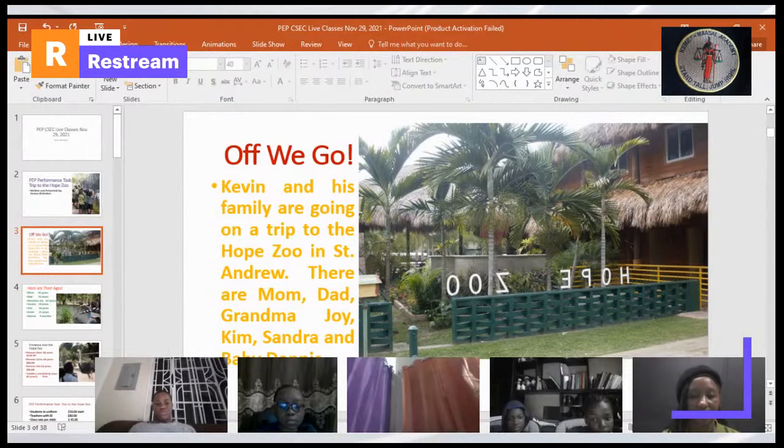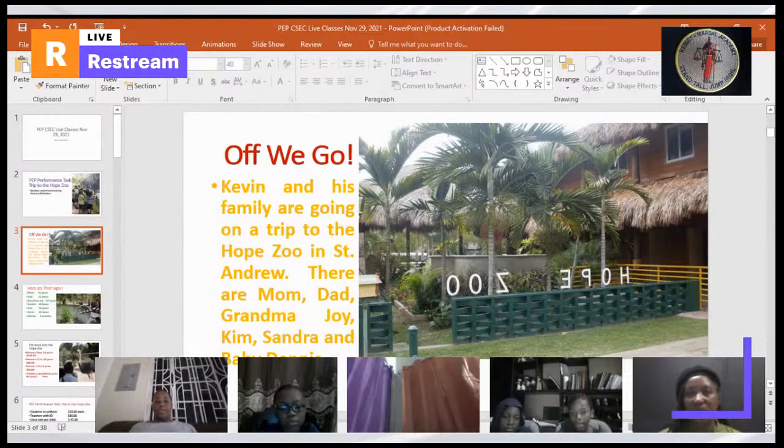Kevin and he are going on a trip to in St. Andrew. Our mom, dad, grandma, Joy, Kim, and Sandra, and Baby Dennis. baby.